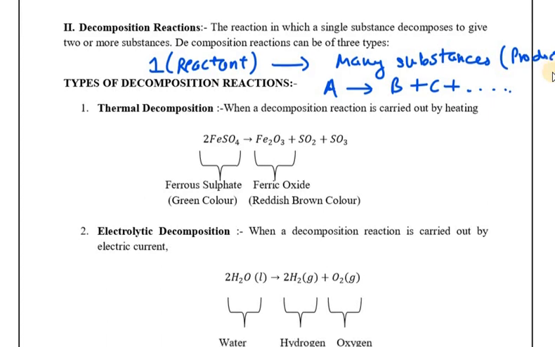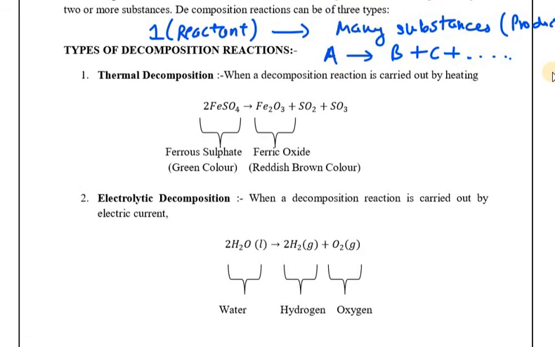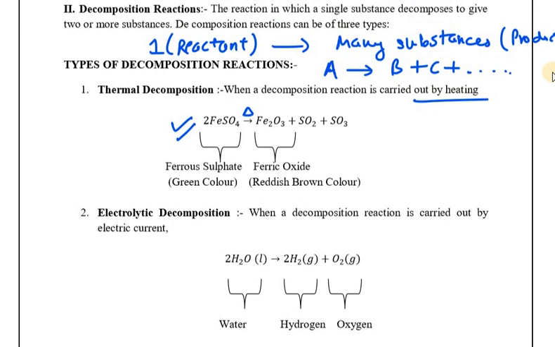So the first one is very important, that is thermal decomposition. This example is very important. Thermal decomposition is a reaction carried out under heat. So FeSO4, when burnt in the presence of air, gets converted to Fe2O3, that is ferric oxide, and sulfur dioxide and sulfur trioxide.